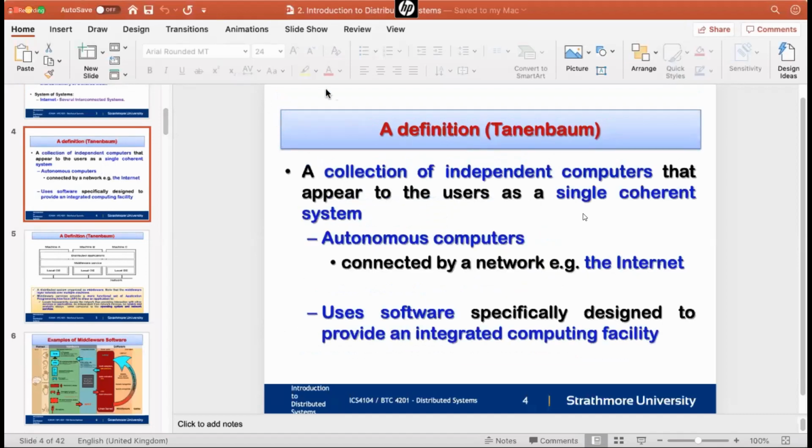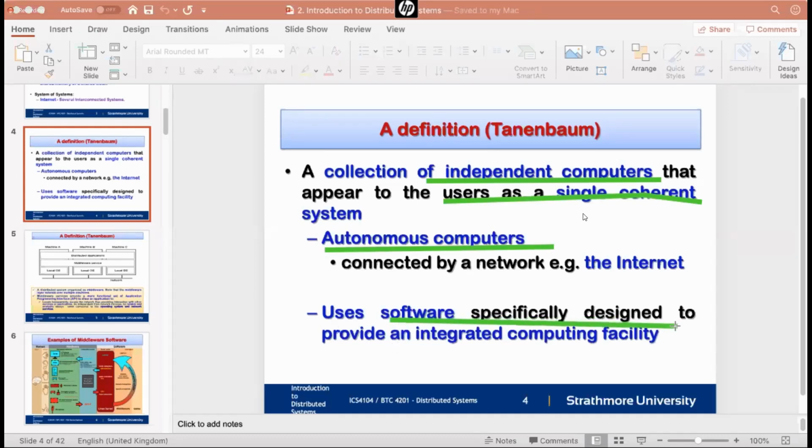Let's look at another definition, and this is the definition by Tannenbaum: a collection of independent computers. These are independent computers wherever they are, but to the users, they appear as a single coherent system. They work together as a single coherent system. That means that they are autonomous. They have their own network, they have their own servers, but they are connected, so they are autonomous. And they use software specifically designed to provide an integrated computing facility.